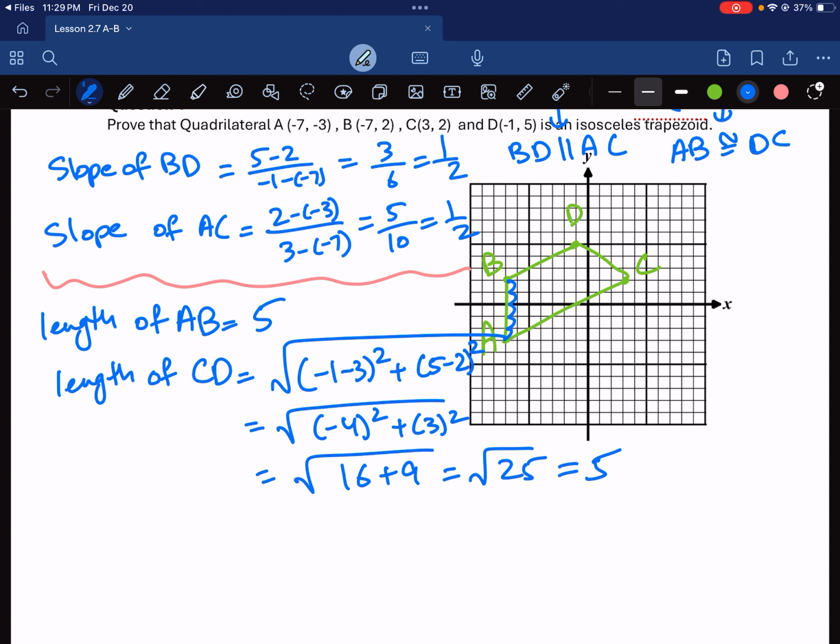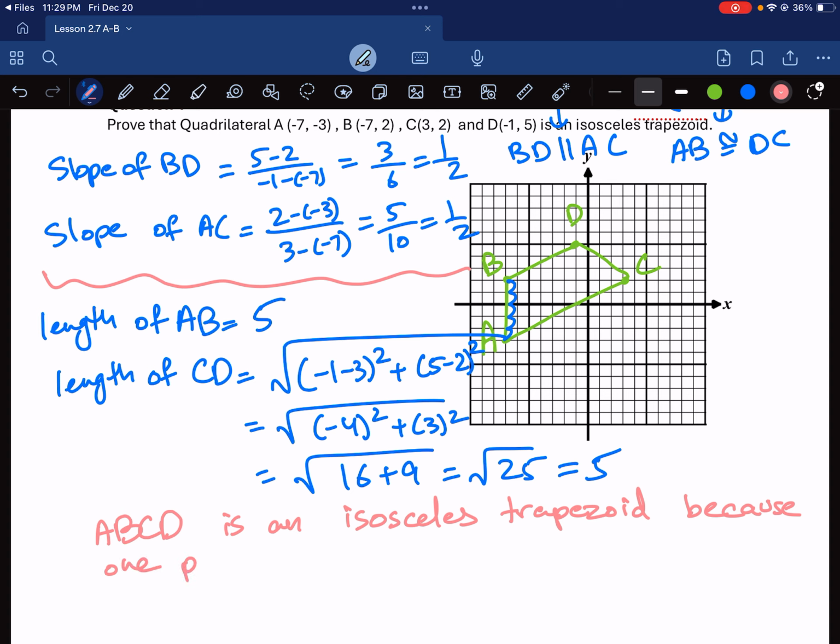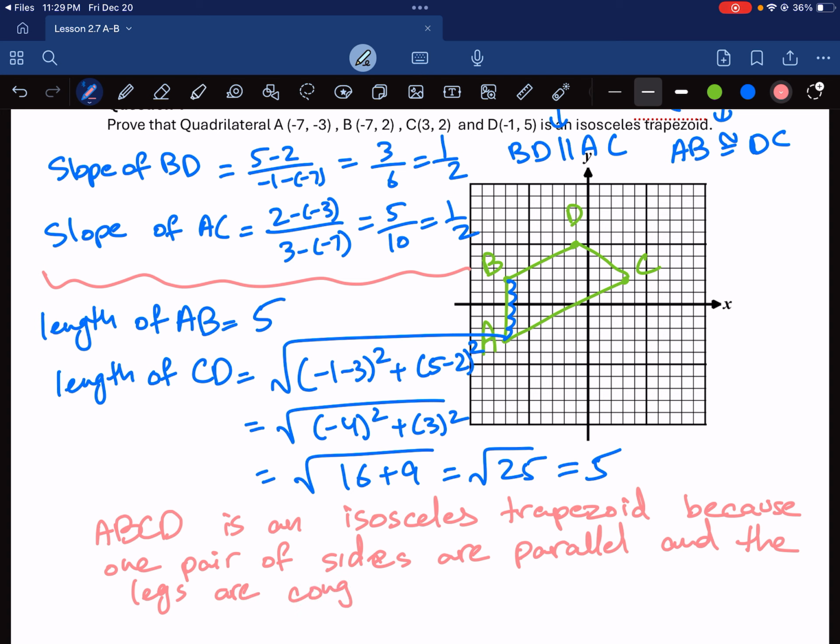So let's write down our sentence as always. We're going to write down: ABCD is an isosceles trapezoid because one pair of sides are parallel and the legs are congruent, as we just proved. That's it.